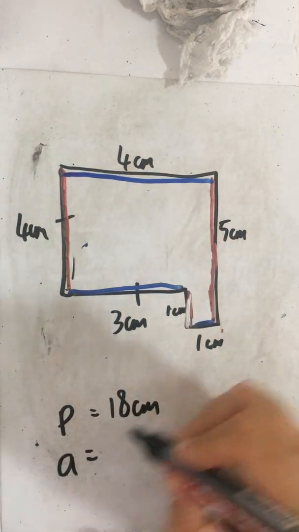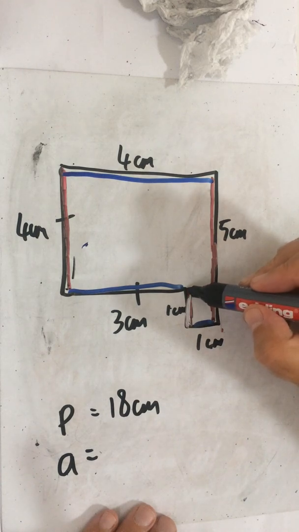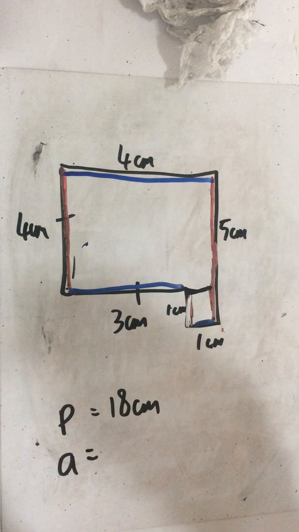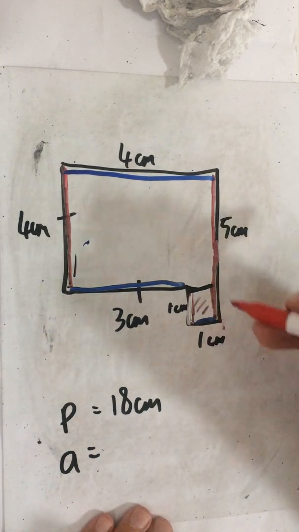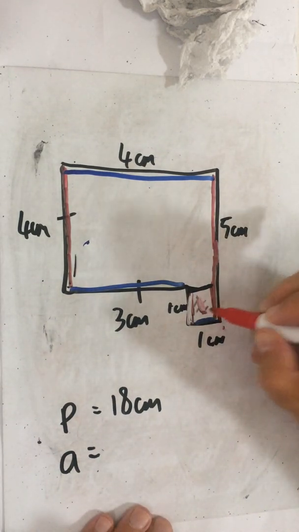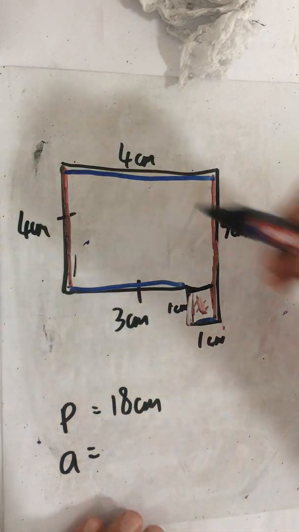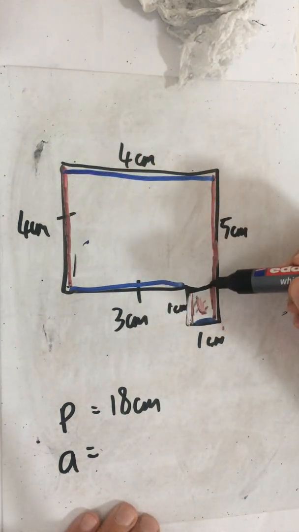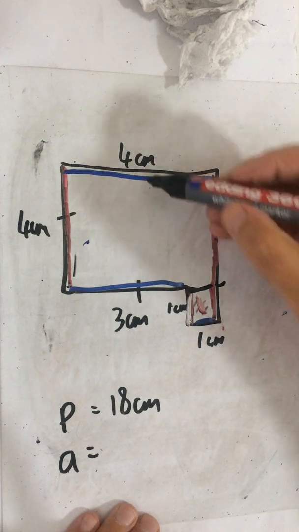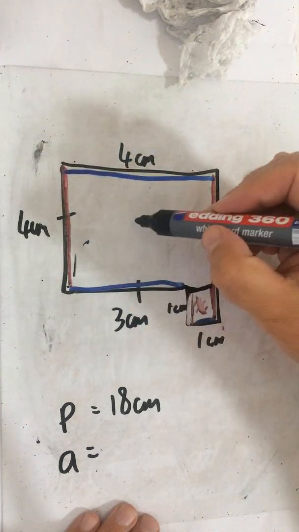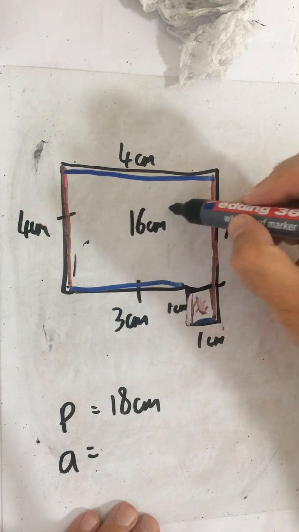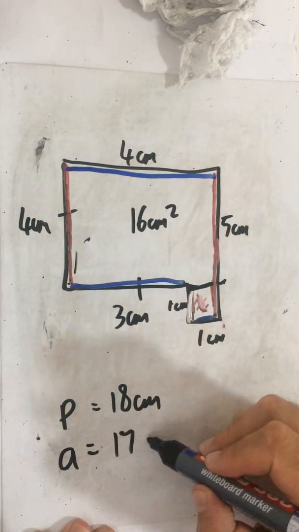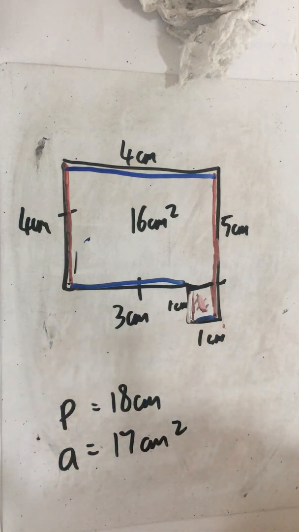To find the area, I'm just going to block this off. I'm going to split it into 2 separate ones. Okay, my little red one here is 1 times 1 is 1, so that's 1 centimeter squared. And then here I've got 4 by 4. This isn't 5, remember, because I'm chopping it off here. So it's 4 centimeters by 4 centimeters, 16 centimeters squared there. 16 and 1 centimeter squared, 17 centimeters squared.